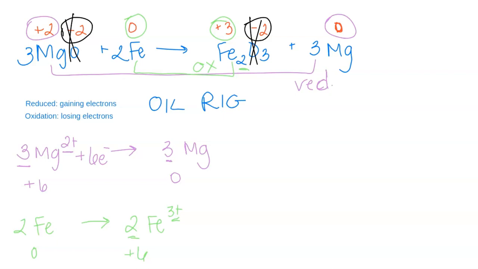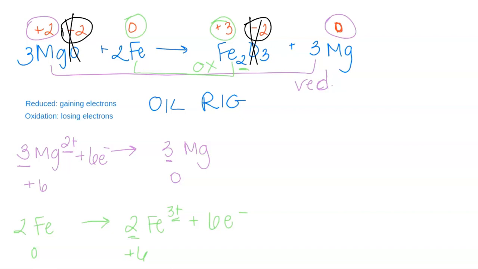So again, we need to cancel out that +6. Since this is an oxidation, we're losing electrons. So that's going to put our electrons on the right side of our equation. We're going to have 6 electrons here. Now we have our stoichiometry balanced out and we have our charges balanced out.